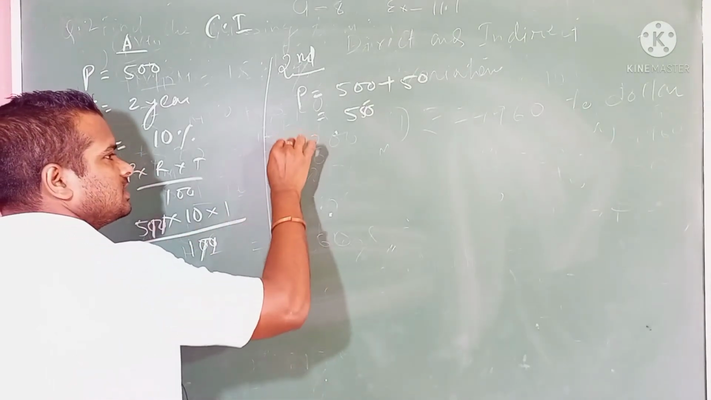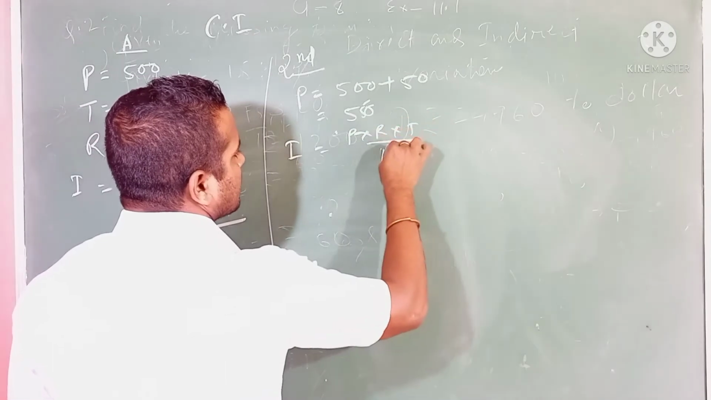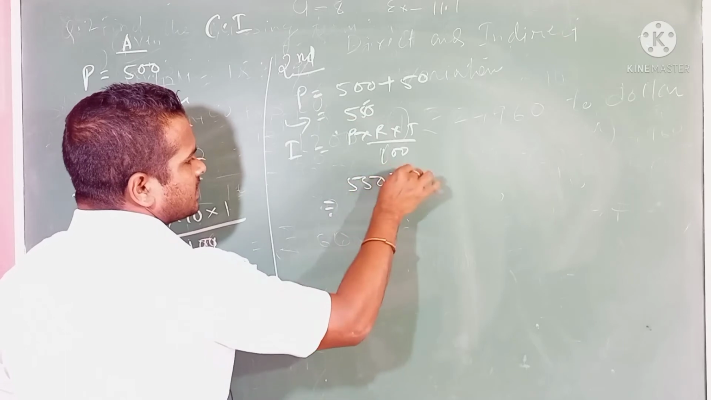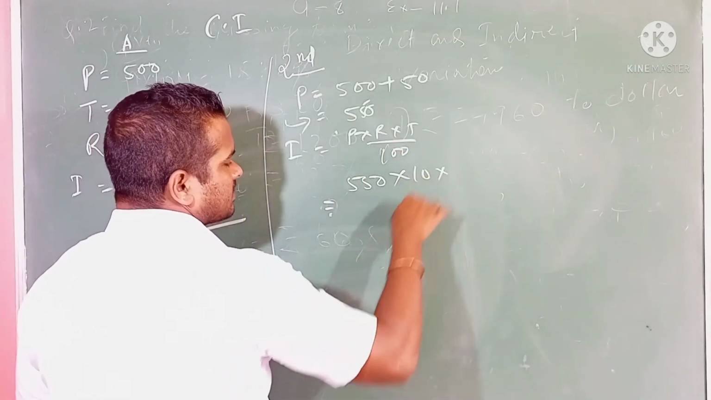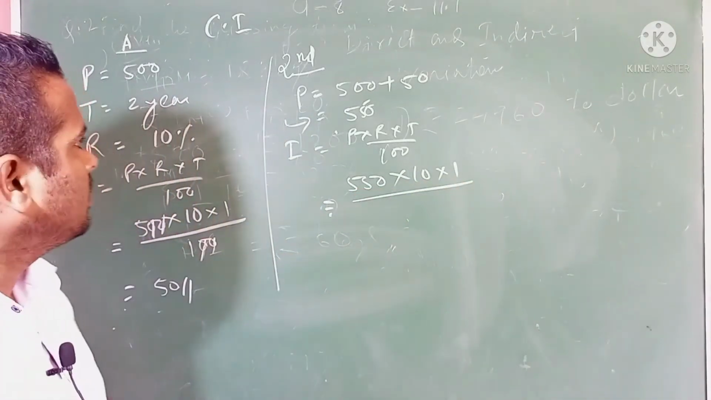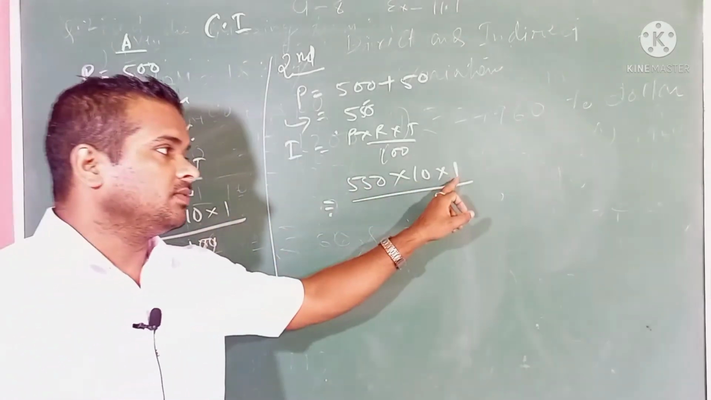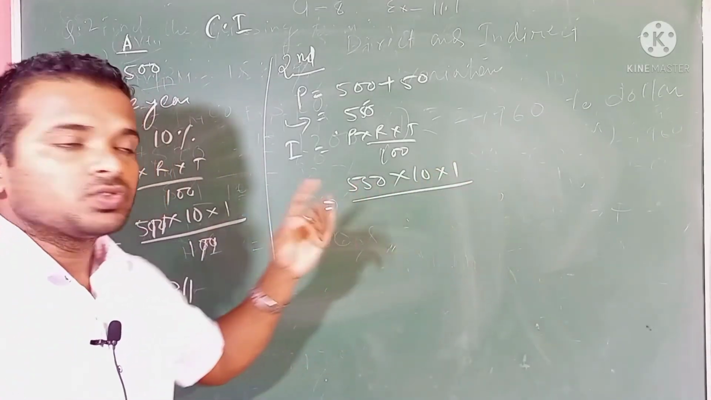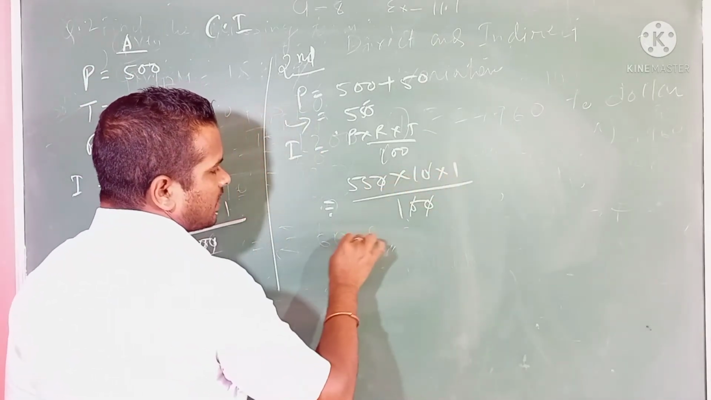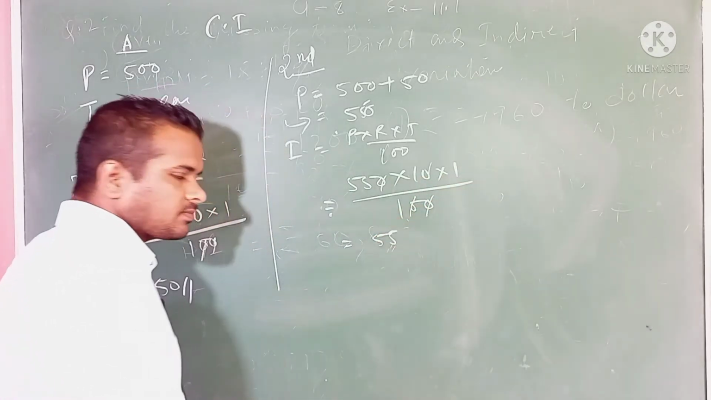Now again we will calculate the interest. When we calculate the interest, same formula is P into R into T by 100. So P we have how much? 550. R we have how much? 10%. Time 1 year. I hope you understood why 1 year: because he took for 2 years and 1 year we have calculated, and we have now only 1 year left. So 550 into 10 into 1 divided by 100, zeros cut, so we have 55.